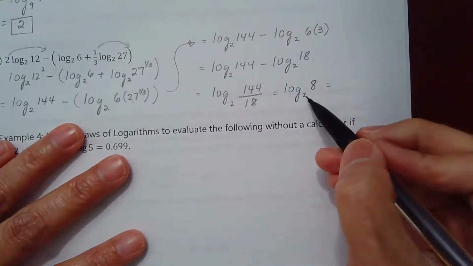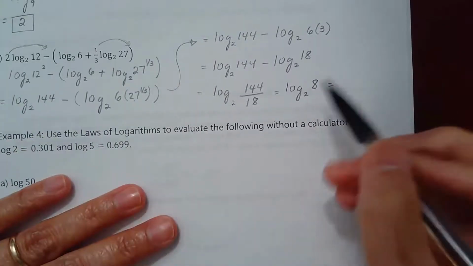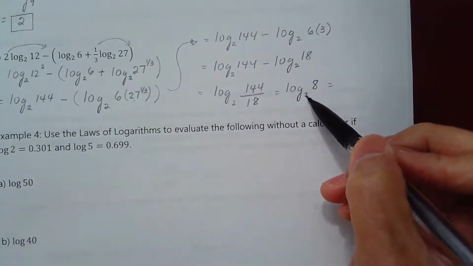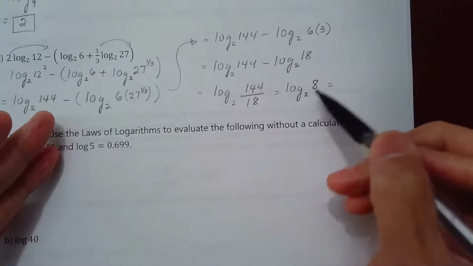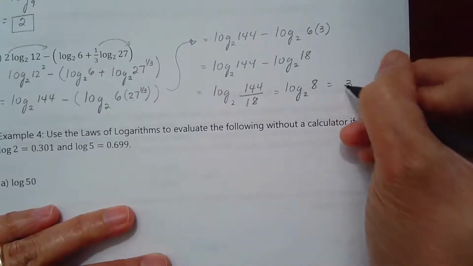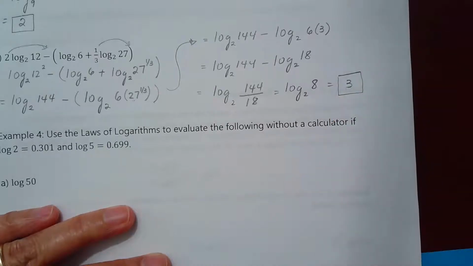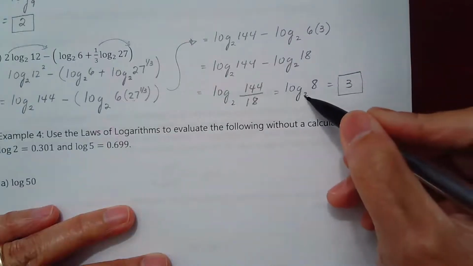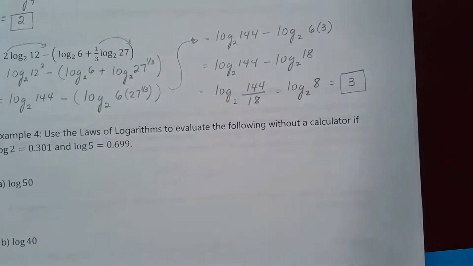Okay, so now our question, what are we going to ask ourselves? What exponent do I need to apply to 2 to get an 8? And then the answer is 3, because 2 to the power of 3 will give us 8.